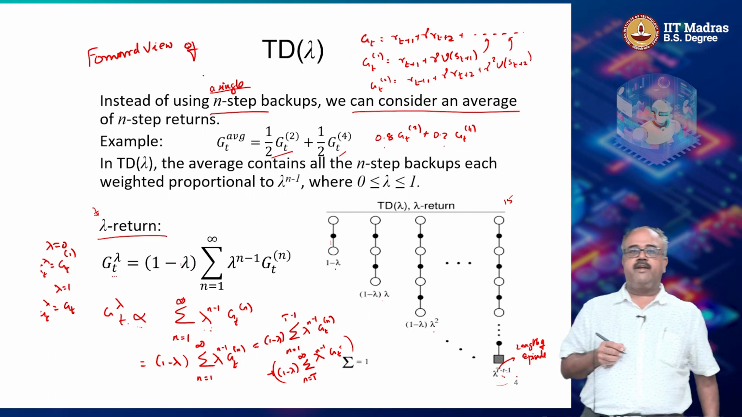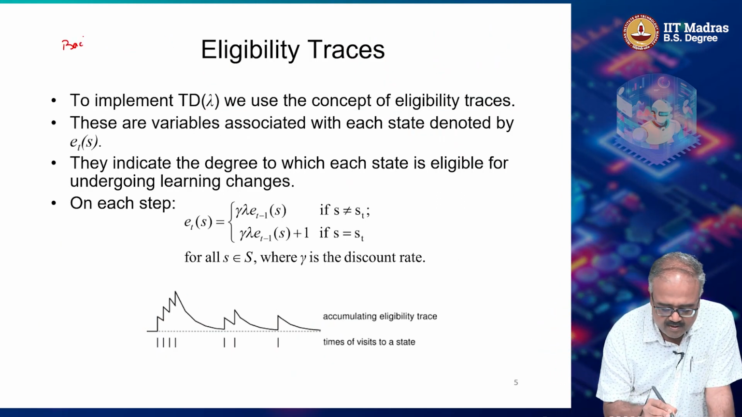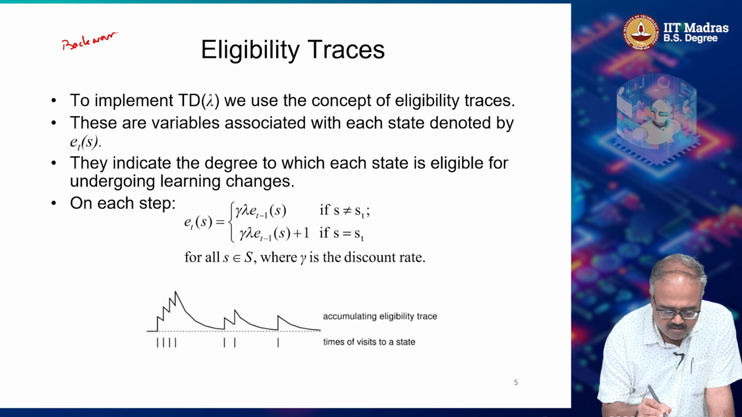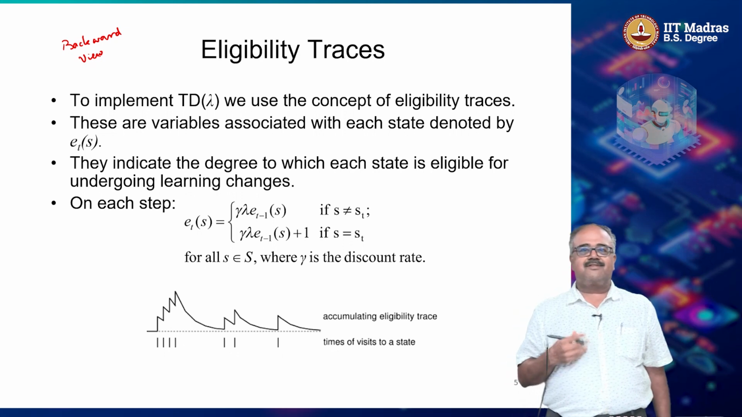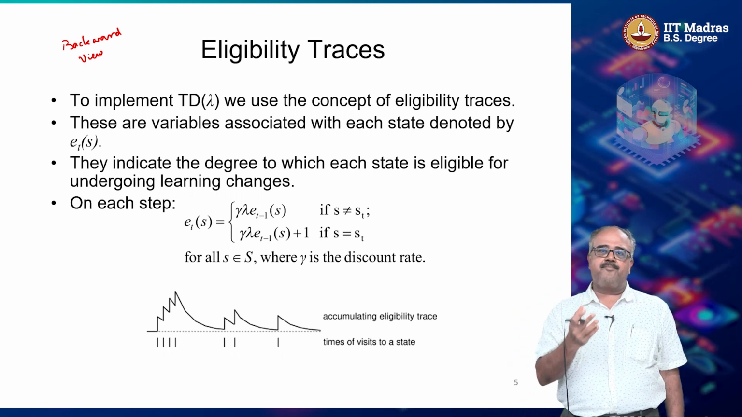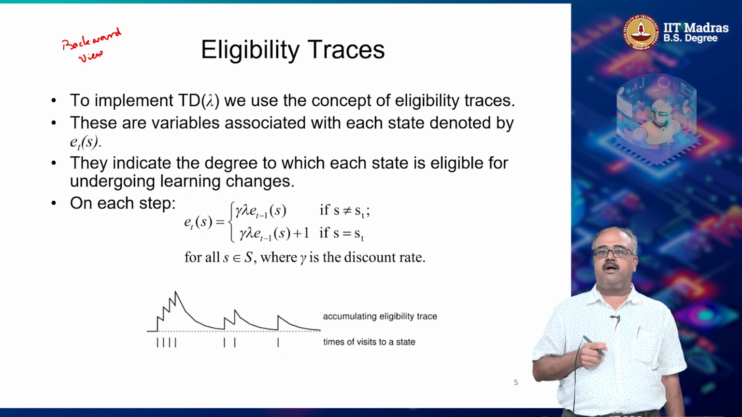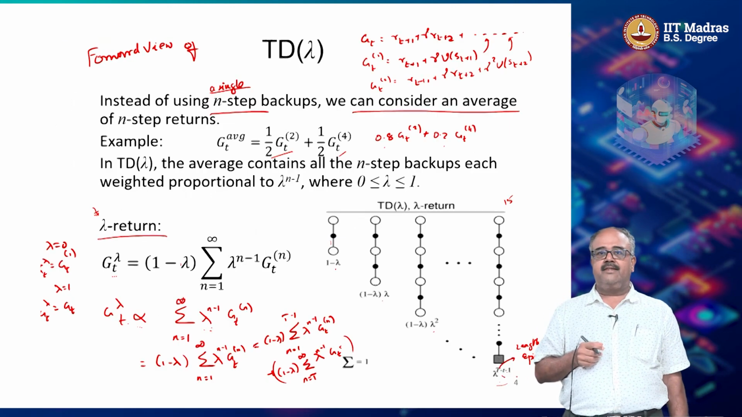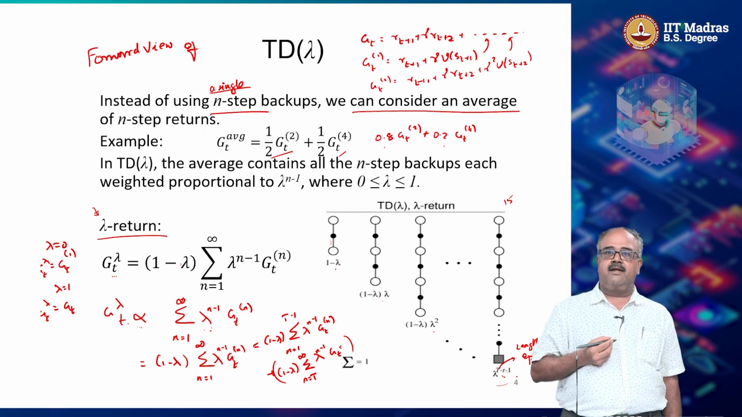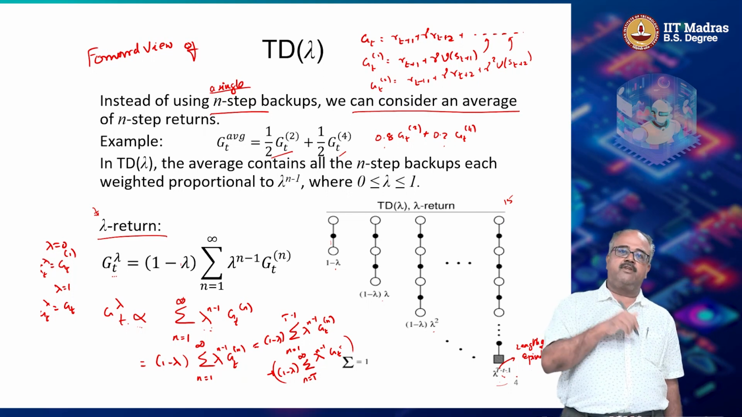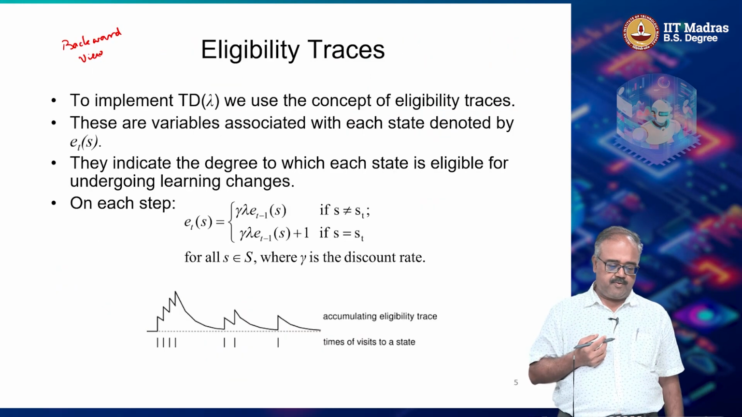Right, that is the forward view of TD-lambda, and this is called the backward view. It is called the backward view because at any time t, you are going to look back and decide what updates you are going to make to V of s_t, while in the forward view, at any time t, you are going to look forward to an n-step return, compute it, and use that to update the state t. So, this is the difference between the forward and the backward view.